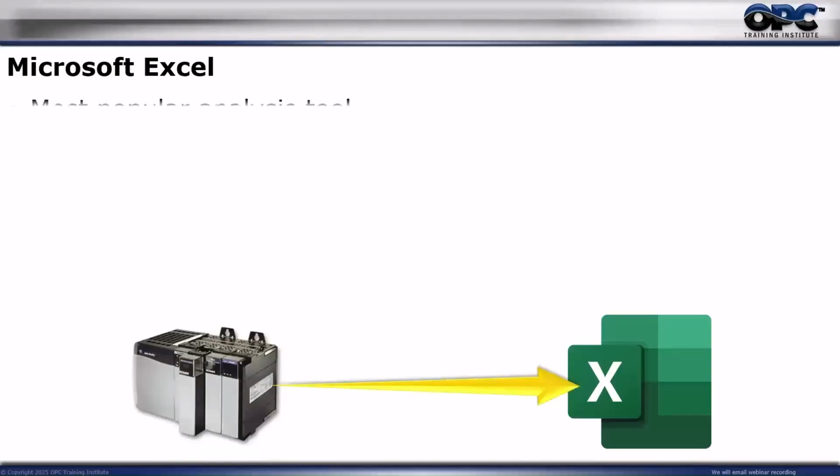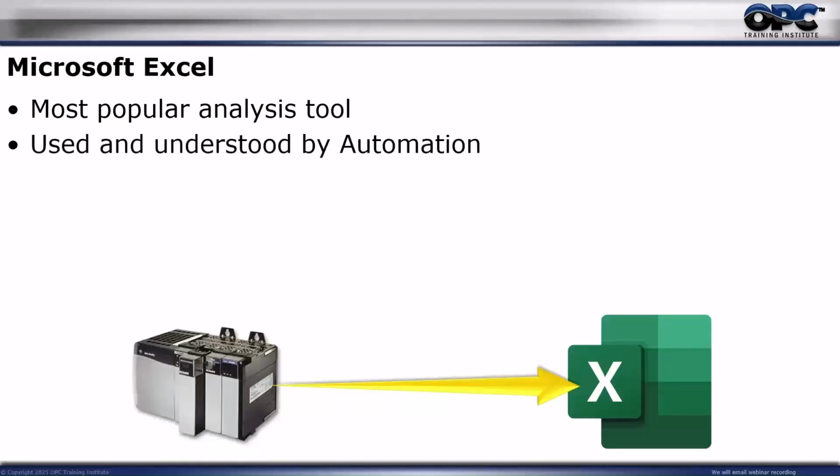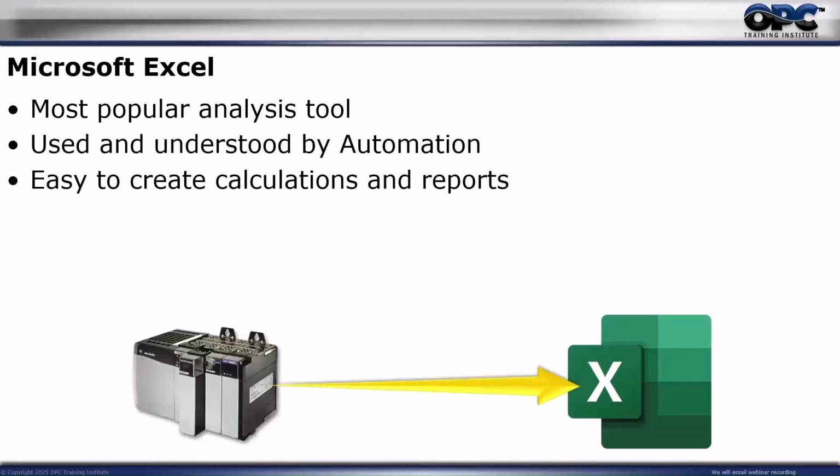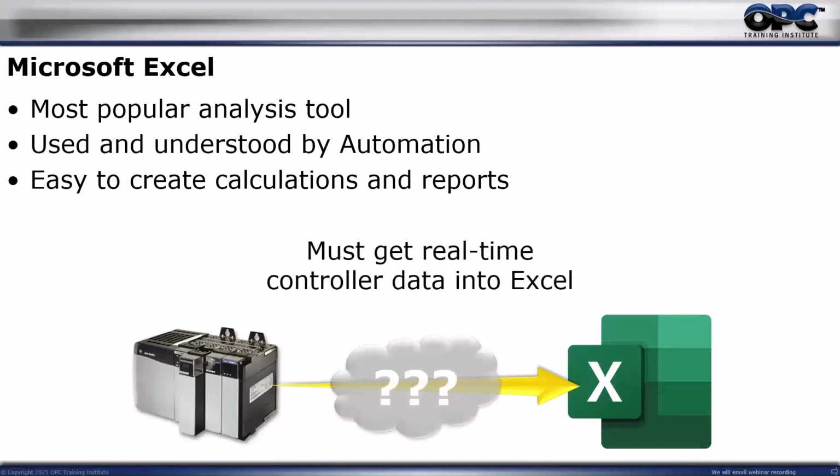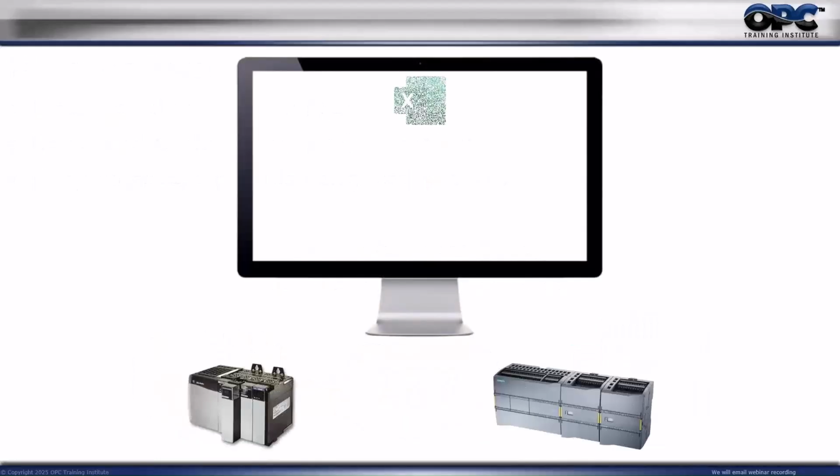So what are we talking about here? Well, as you know, Excel really is the single most popular analysis tool in automation. It's very widely used and it's very well understood by folks in automation. And why? Because it's very easy to create calculations and reports based on your data. And we see people doing this all the time. Now, the problem we have is how exactly do we get data from a controller, a PLC, DCS, RTU, right into Excel? How exactly do we do that? And that's what this particular webinar is about.